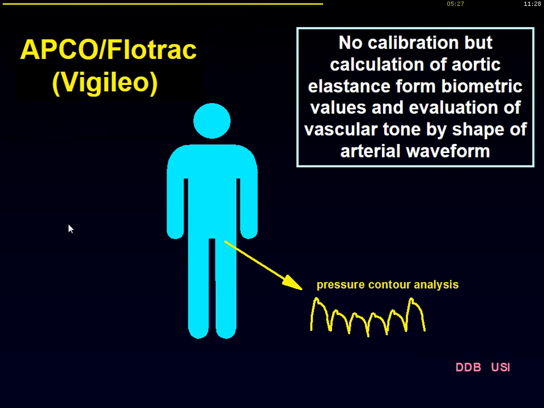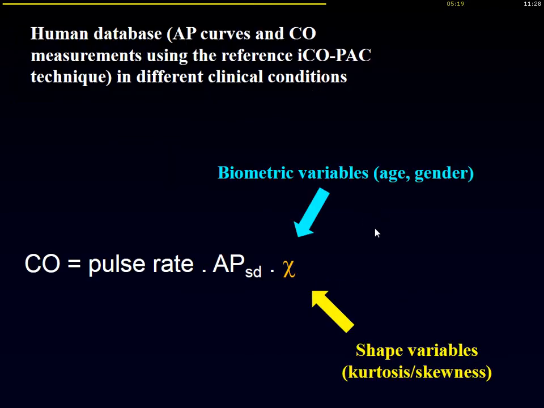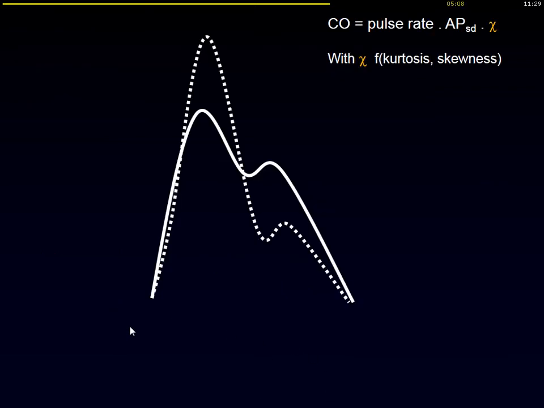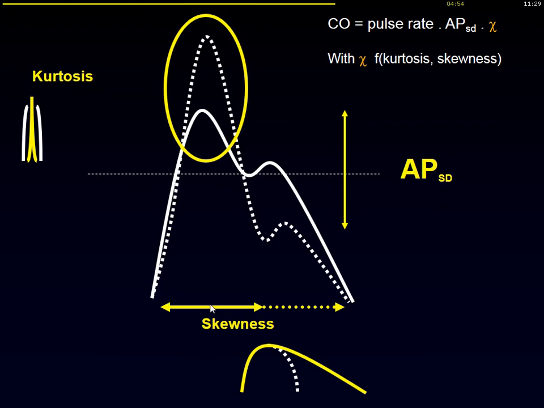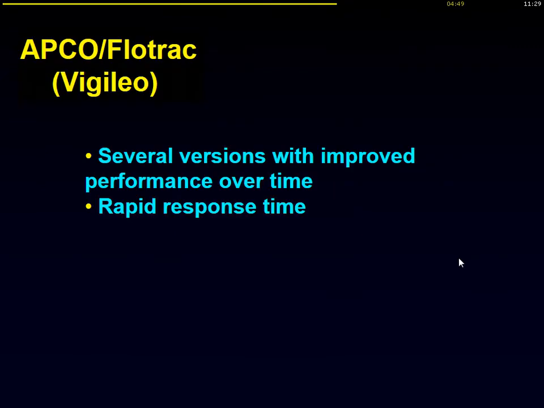The FloTrac Vigileo is a no calibration device. The principle is more or less the same, but evaluation of the vascular tone by the shape of the arterial waveform. Basically, it's using this kind of a formula. It seems to be quite interesting. But so basically, the shape variables will be analyzed by a computer, and this means that basically what they looked at is not only the changes in arterial pressure here, which will be driving the stroke volume derivation, but also they looked at the kurtosis here, and they look at the skewness here to determine the impact of the vascular tone. Is it working, yes or not?